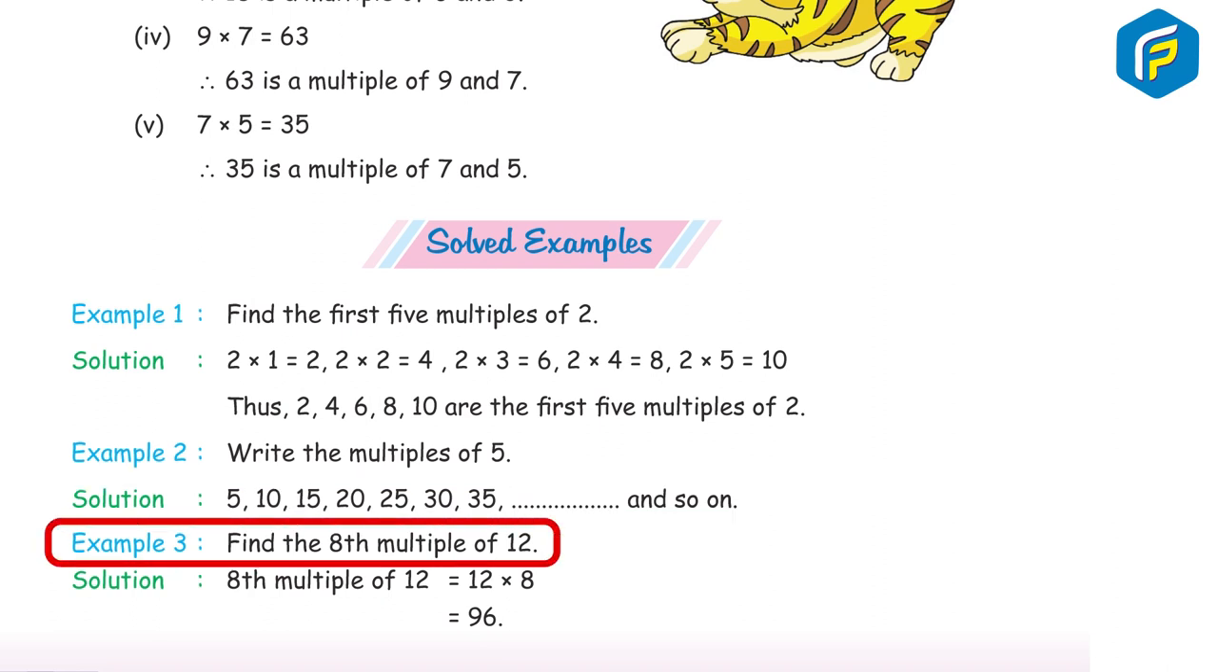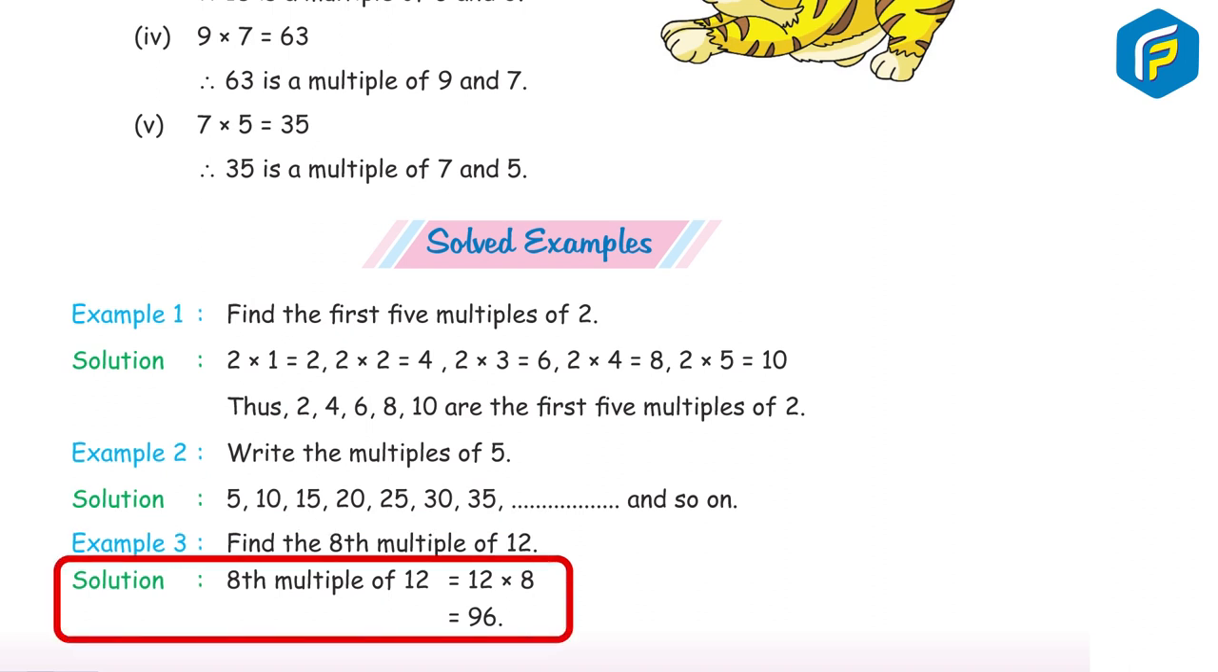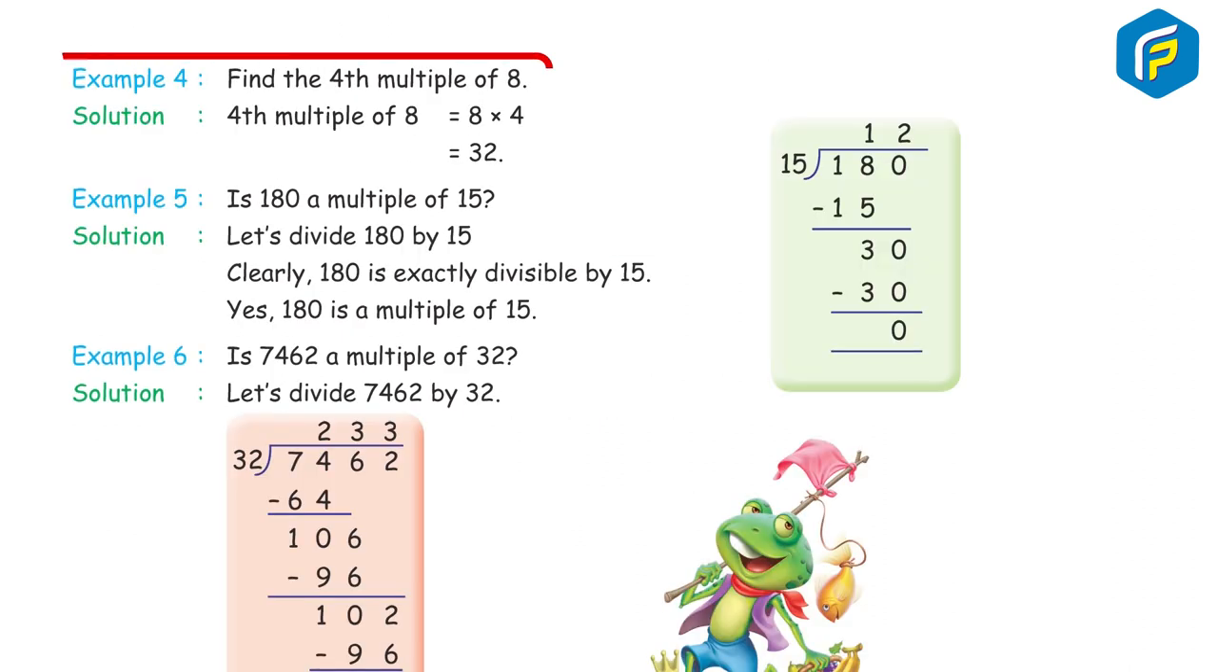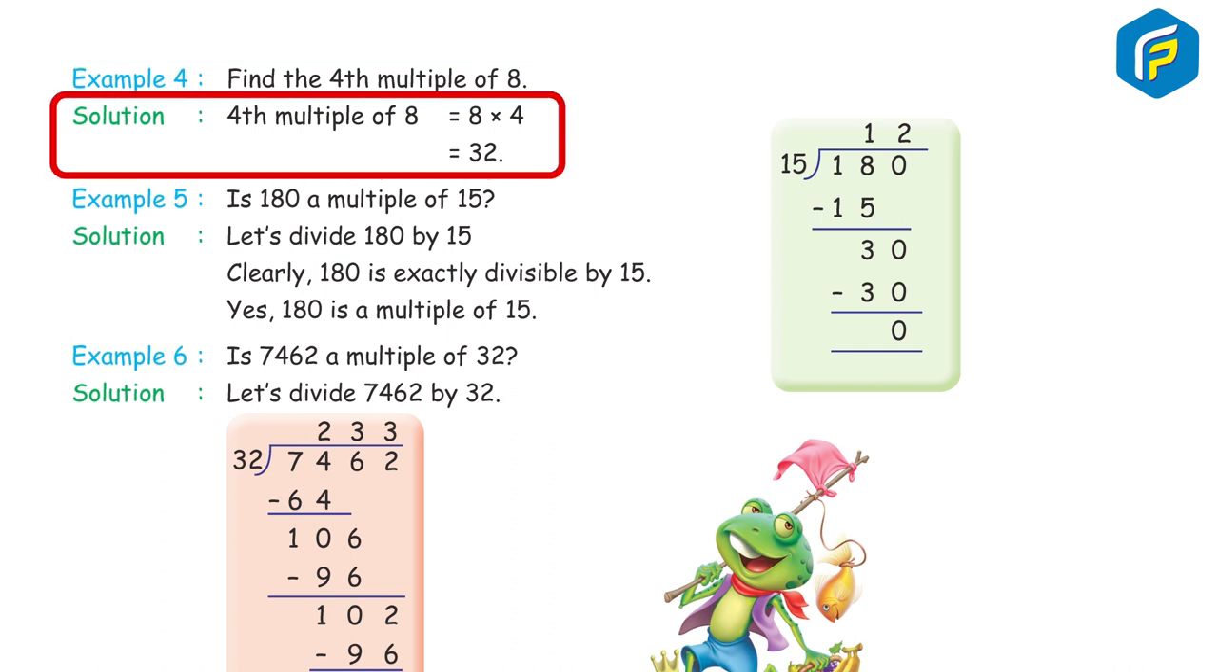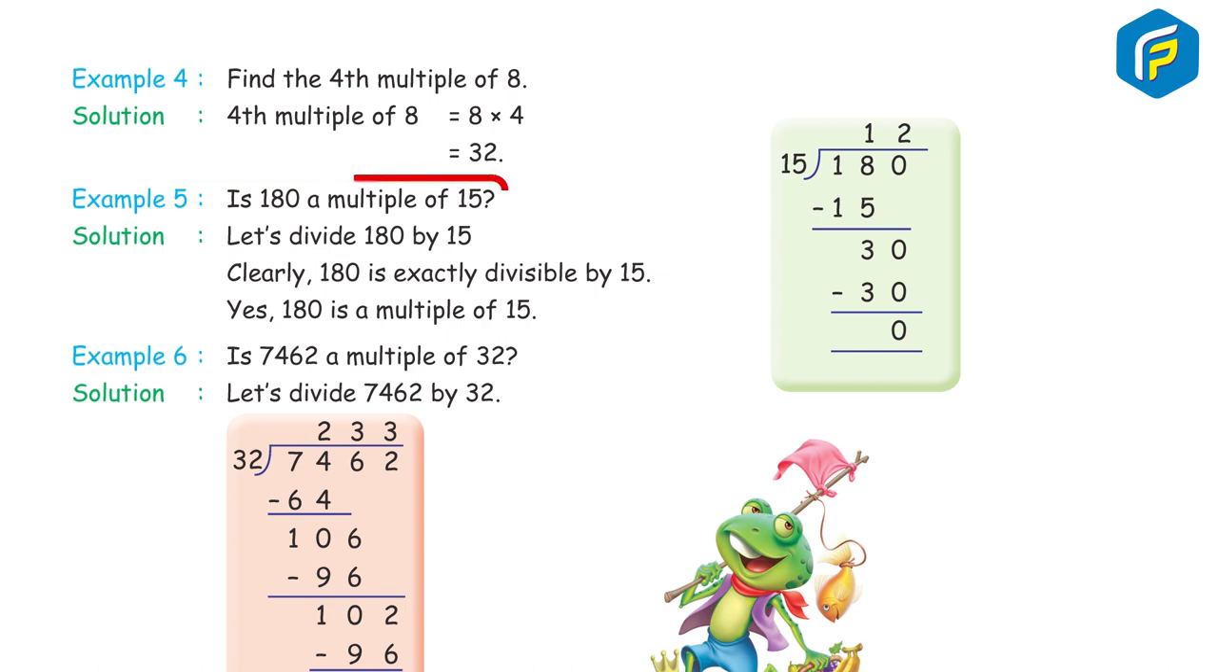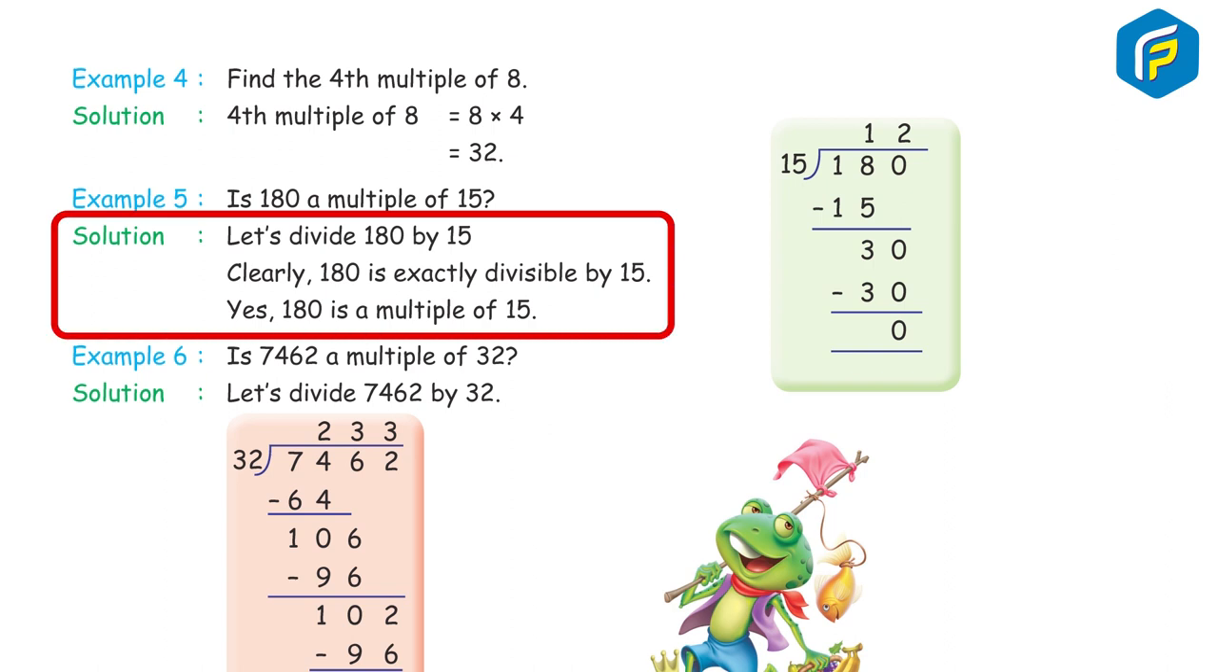Example 3. Find the 8th multiple of 12. Solution. 8th multiple of 12 is equal to 12 into 8 is equal to 96. Example 4. Find the 4th multiple of 8. Solution. 4th multiple of 8 is equal to 8 into 4 is equal to 32. Example 5. Is 180 a multiple of 15? Solution. Let's divide 180 by 15. Clearly, 180 is exactly divisible by 15. Yes, 180 is a multiple of 15.